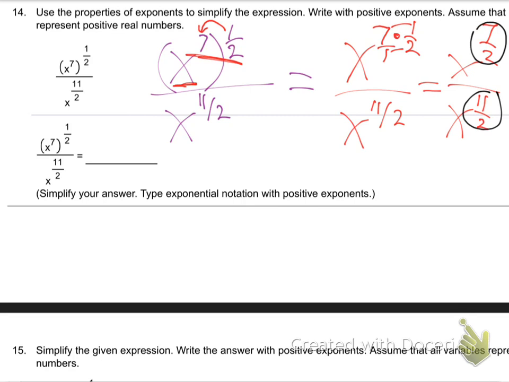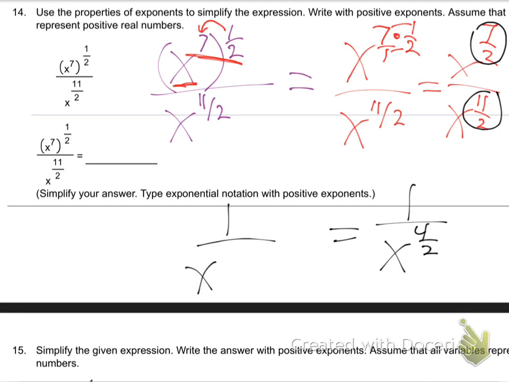Divided, I'm going to subtract the powers, aren't I? Where's the bigger power? Top or bottom? Bottom. So where's the leftover answer going to be? On the bottom. It's going to be 1 over, subtract the powers, 11 halves minus 7 halves is 4 halves.